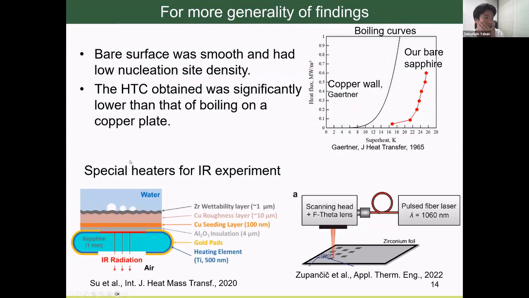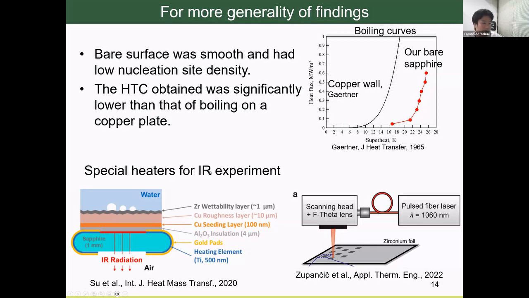And so far I have shown the results for bare surface, but my bare surface was too smooth and had a low nucleation site density. And so the obtained HTC was significantly lower than that of boiling on a copper wall. So we wanted to enhance nucleation to realize a higher heat transfer coefficient comparable to the copper wall.